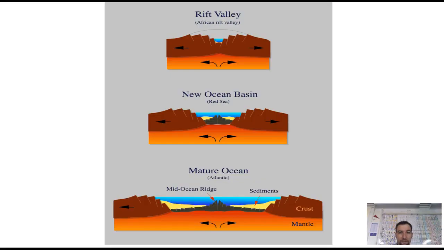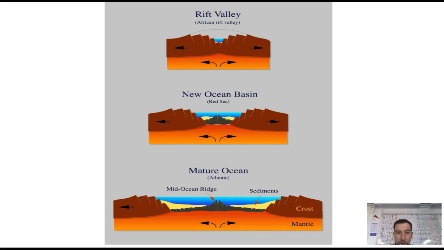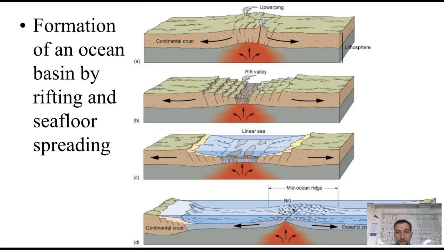So when we see a rift valley forming on land, like we have in Iceland, at some point, as those get pulled further and further apart, we get new crust being made, and water starts to fill in. We can create a new ocean basin, and eventually, like you see there with the Red Sea, we could have a whole new ocean created like the Atlantic. Okay.